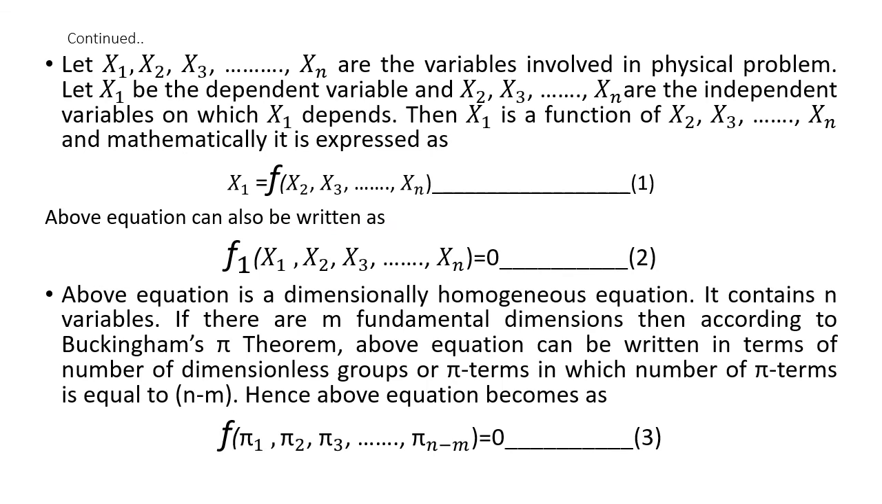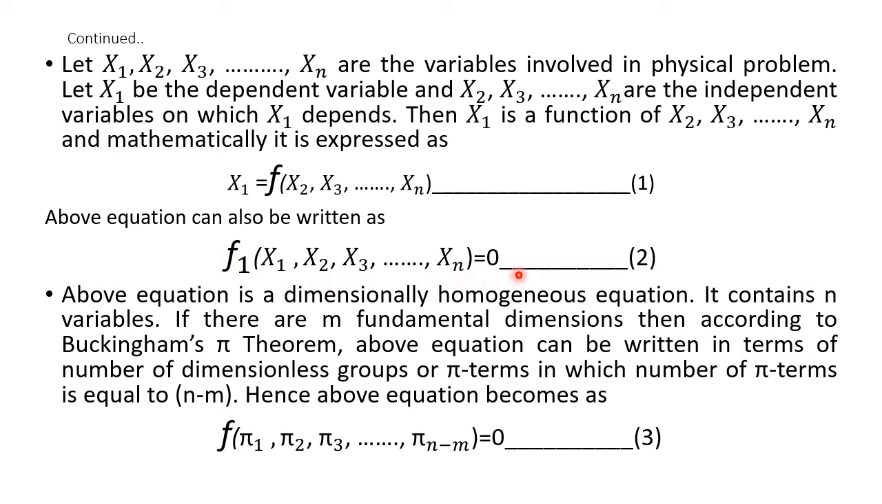Let us assume that x1, x2, x3 up to xn are the variables involved in a physical problem, and x1 is a dependent variable, and x2 up to xn are independent variables. So x1 depends on x2, x3 up to xn, that is, x1 is a function of x2, x3, up to xn. The total number of variables n is the sum of independent and dependent variables. I can also write this equation as a function of x1, x2, x3 up to xn equal to 0.